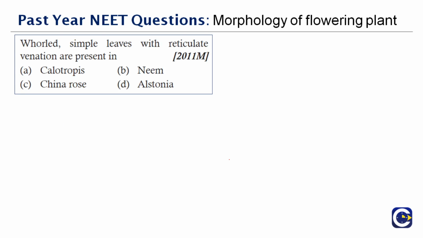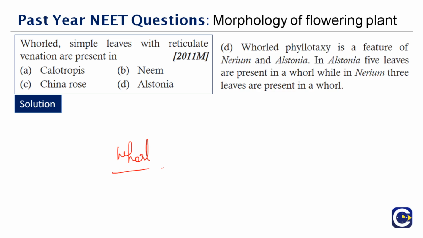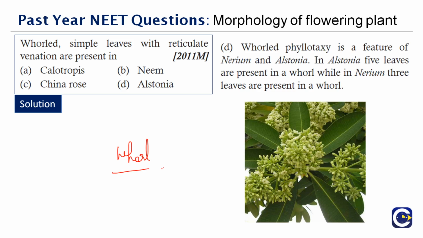Okay, next question. Whorled simple leaves with reticulate venation are present in dash. This also you should know what the answer is, because we just now saw it in the earlier question where we spoke about phyllotaxy, the arrangement of leaf pattern. So we saw for whorled it was Alstonia, right? So the answer is option D. Whorled phyllotaxy is a feature of Nerium and Alstonia where the leaves will be arranged in whorled type. Okay, therefore the right answer is option D. And you can see the arrangement here. Fine. So that's how the plant looks.